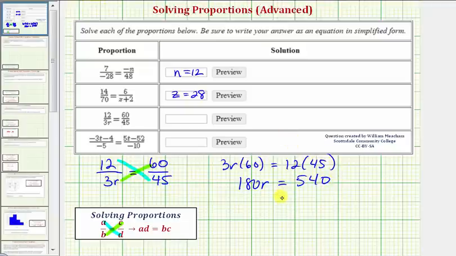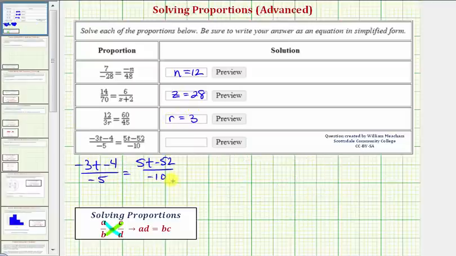Here we have a basic one-step equation, so we divide both sides by 180 to solve for r. 180 divided by 180 simplifies to 1. 1 times r is r. And 540 divided by 180 is equal to 3. So our solution is r equals 3.